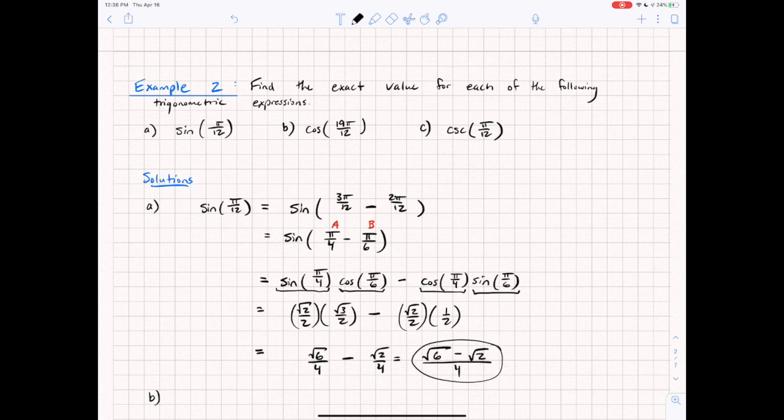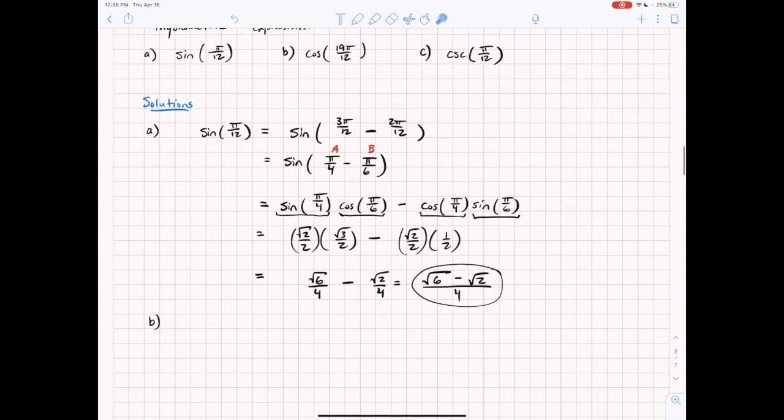There's my exact value. Now, if you're doing these accurately, it's actually true that this should always be over 4, and then you'll have some combination here of either radical 2, radical 6, or radical 3. Generally, that's always essentially what that'll boil down to. So you'll know if you're on the right track or not. All right, so there's sine of pi over 12 and finding its exact value.